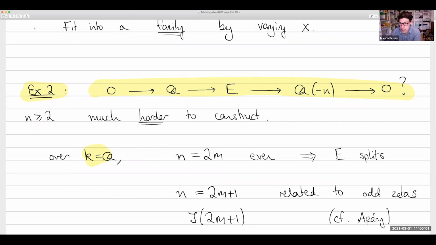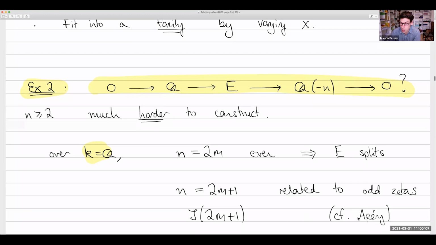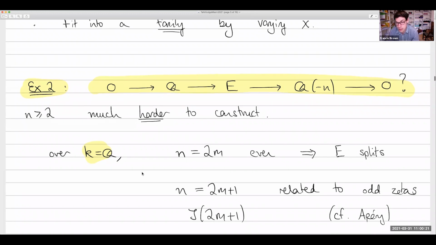So I've written Apéry here in brackets because, in fact, this is quite tricky. And I wrote a little paper a while back in which I interpreted Apéry's proof of the irrationality of zeta 3 as precisely giving a geometric construction of a family of extensions of this nature when n equals 3. And in fact, you can show that a big part of irrationality proofs come from precisely this problem. So it's not at all trivial.